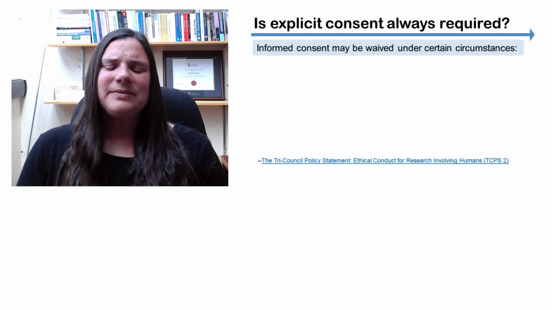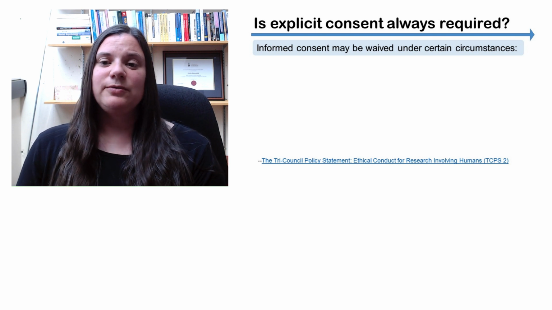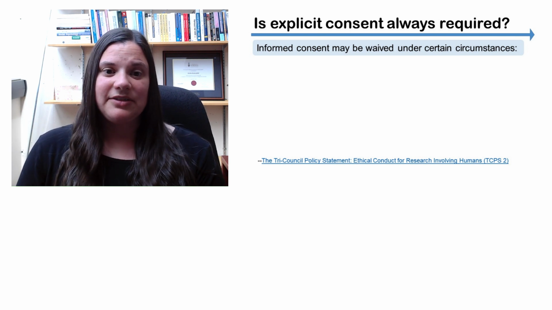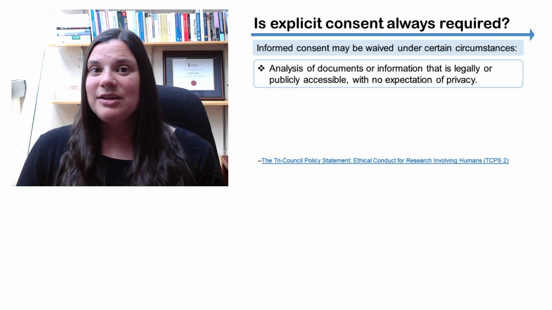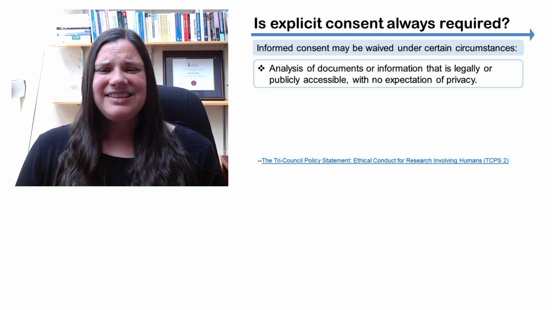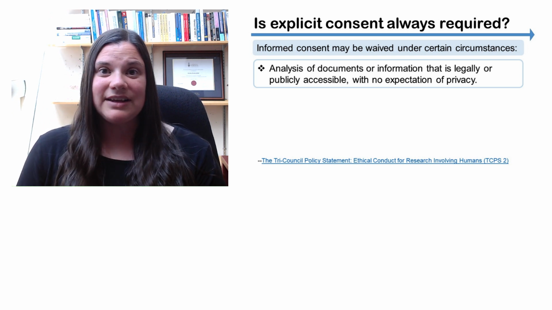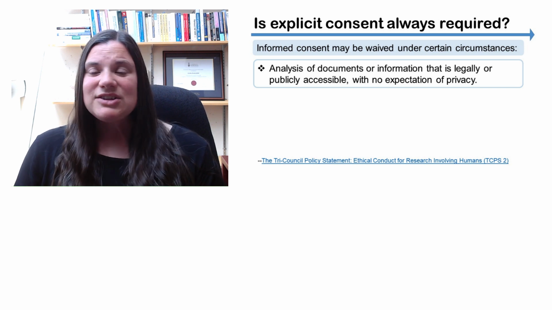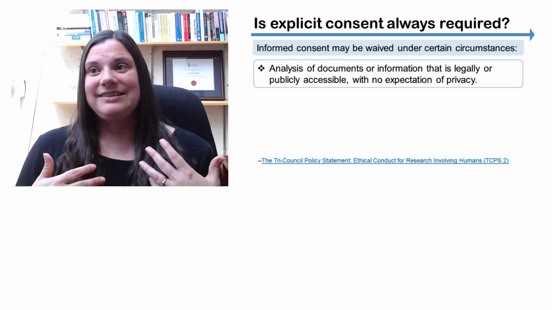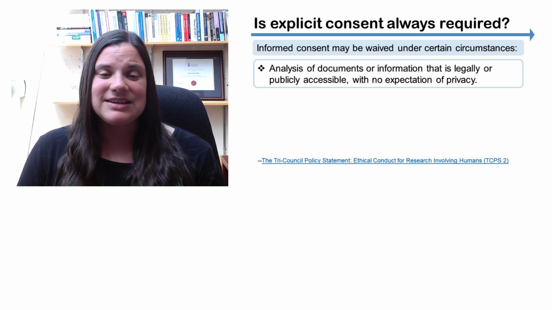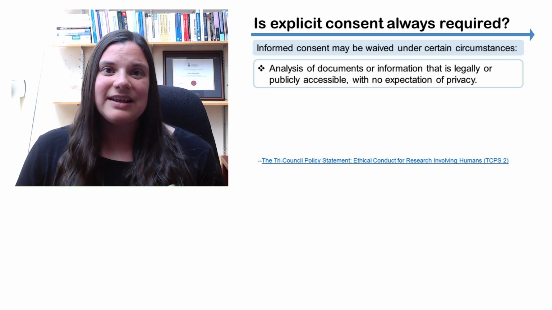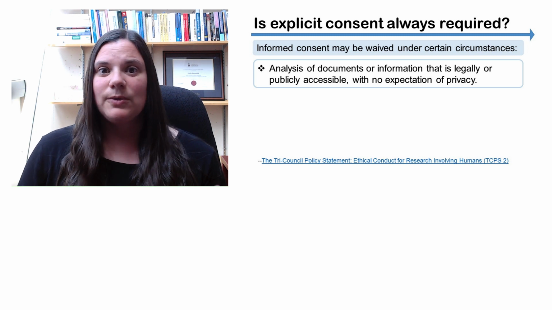There are also some situations where the requirement for informed consent could be waived altogether. For example, informed consent may not be required if a researcher wants to analyze documents or information that is legally or publicly accessible with no expectation of privacy. So if you want to access government documents or if you want to analyze television shows, you can do those things without having to get informed consent from the people that created that media or that are in that media.